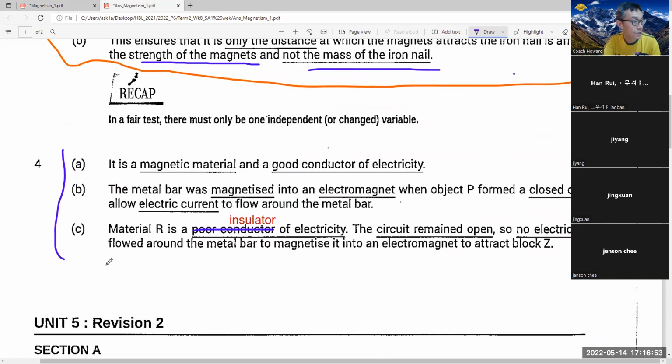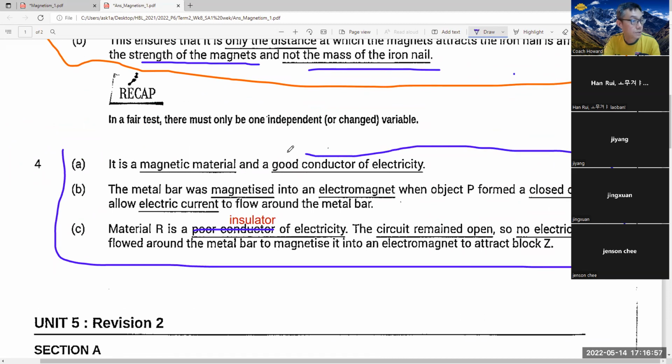So question 4 is here. For this part, you must mention it is a magnetic material. No need to put good conductor, just say it is a conductor of electricity. Then part B is the metal bar was magnetized into an electromagnet when object P was formed, a closed circuit allowed electric current to flow through.